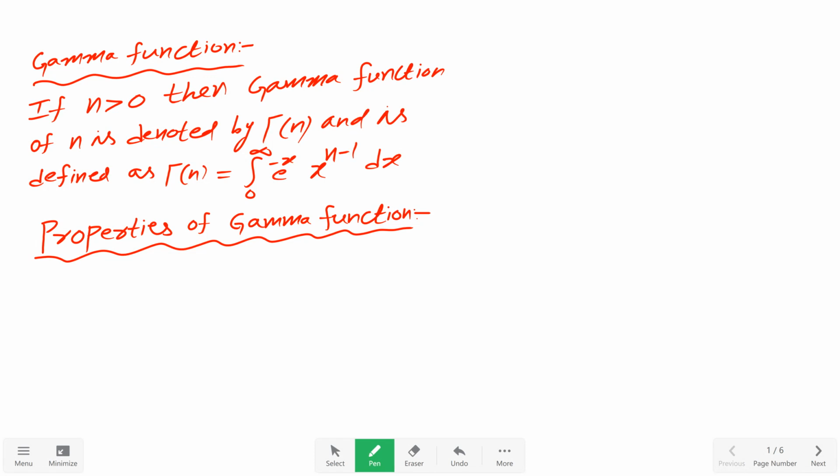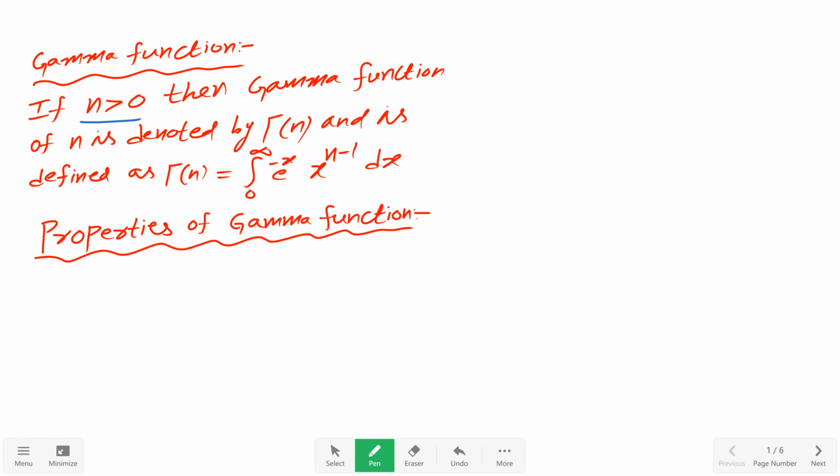In this video, I am going to discuss a topic, the gamma function. First, we have to know the definition of the gamma function. If n is greater than 0, then the gamma function of n is denoted by gamma of n and is defined as gamma of n is equal to integral 0 to infinity e power minus x into x power n minus 1 into dx. This improper integral is convergent when n is greater than 0.